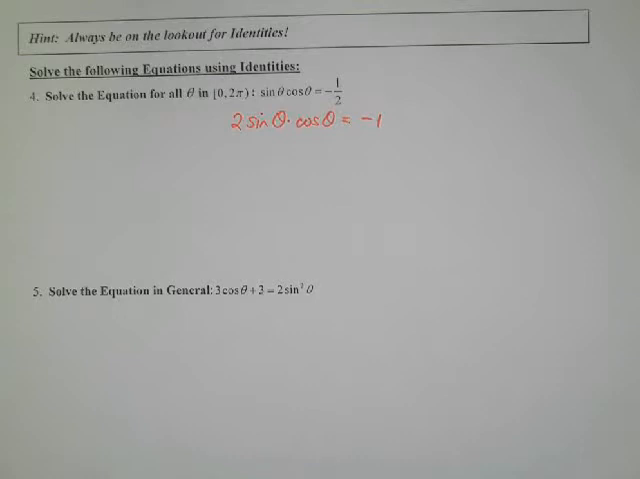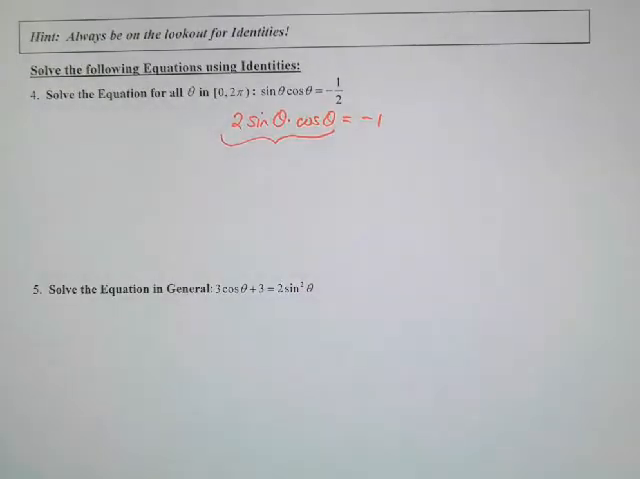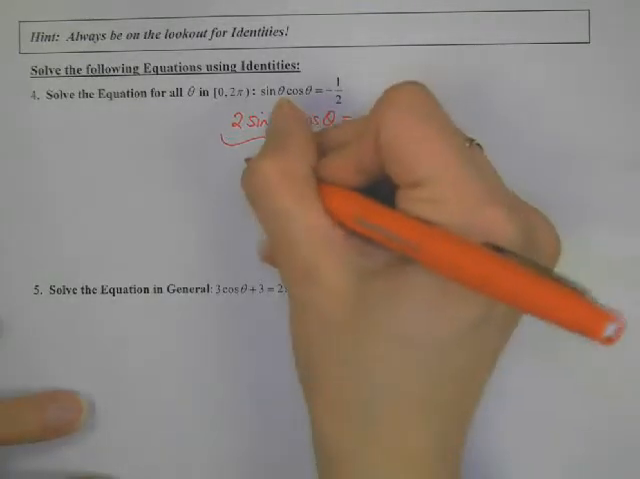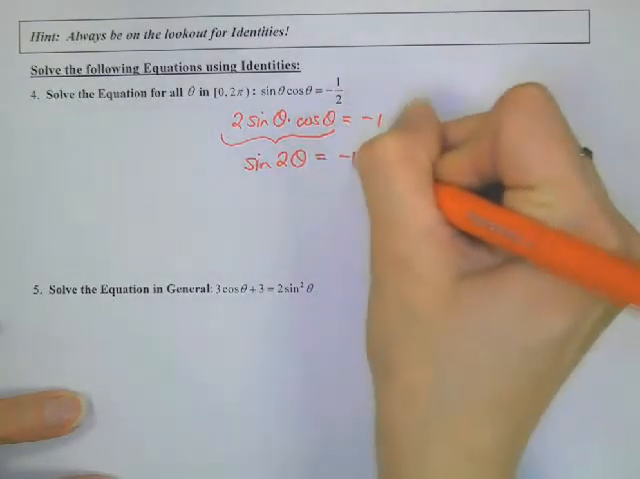And now it's time for me to say, doesn't that look familiar? I really hope it looks familiar. And if not, you're going to have to go back to your last identities page and find it. Go ahead, go back. Hopefully you wrote them down yesterday. Go look at page 47. Yes, that's the sine of double angle 2 theta equals negative 1.